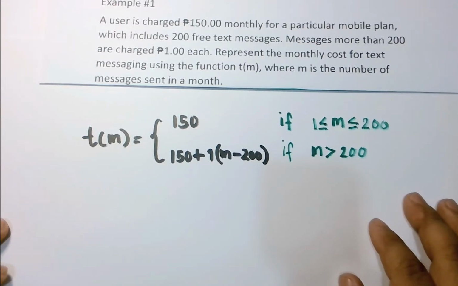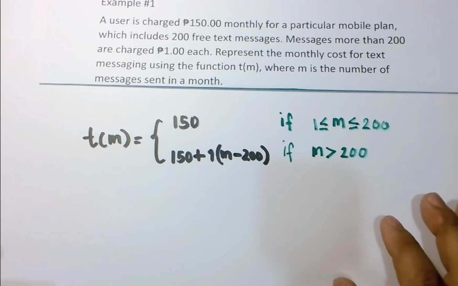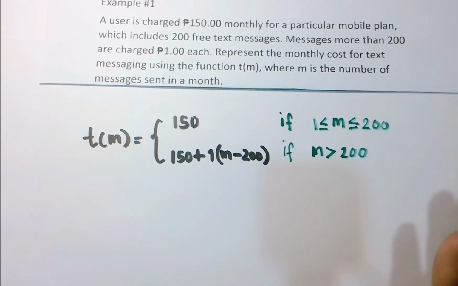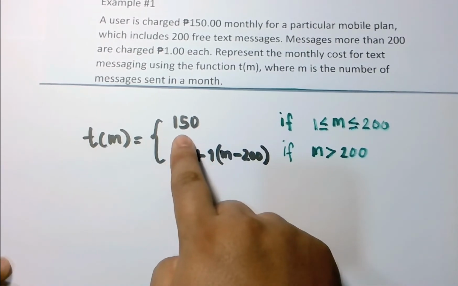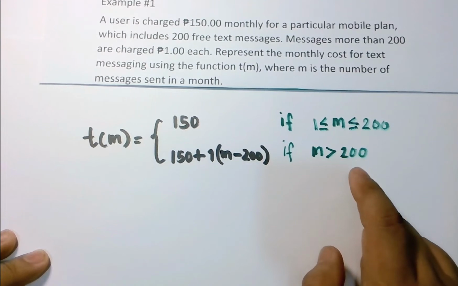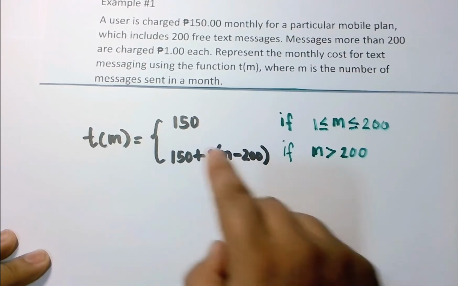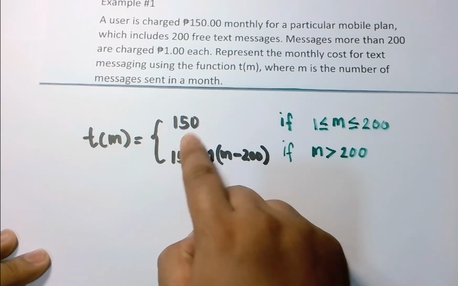So, if ever si user ay nakapag-send ng messages sa loob ng isang buwan ng sabihin na natin 150 messages, so ang babayaran niya ay 150 pesos pa rin kasi that is less than 200. Kung nakapag-text man siya ng nasa 180, still 150 pa rin ang babayaran niya.